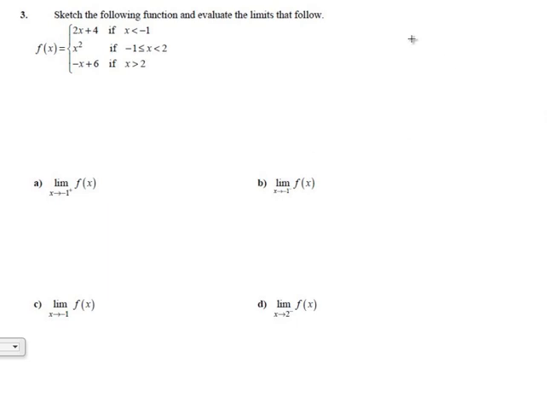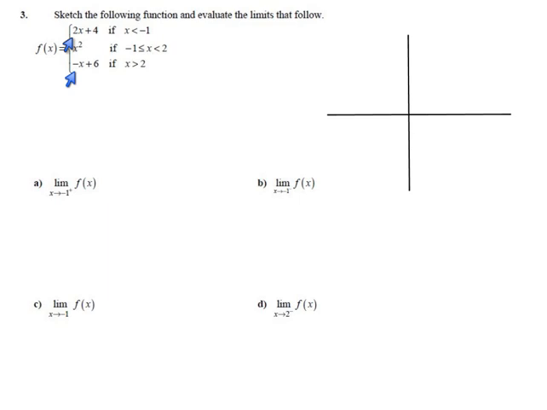Sketch the following function. I was hoping they wouldn't ask, but now they've asked, and we shouldn't ask you to do it if we aren't willing to do it ourselves, so let's go. This is a piecewise function. It has three different sections, and so we're going to have to draw three different graphs and then take pieces out of each of them.